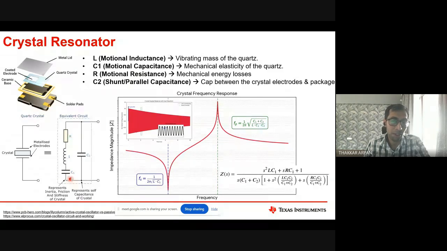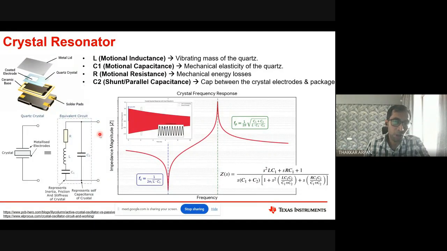But what is the impedance of this C1? C1 impedance is nothing but 1 by omega C1, and similarly 1 by omega C2. So at very, very low frequencies, omega is extremely low. So what will happen is 1 by omega C1 and 1 by omega C2 is very high.